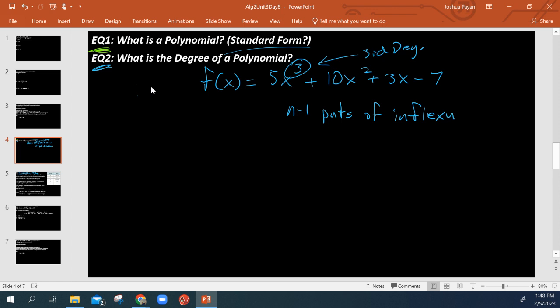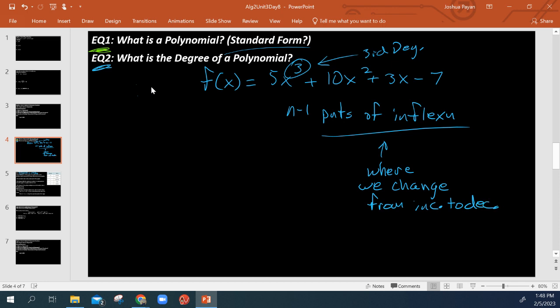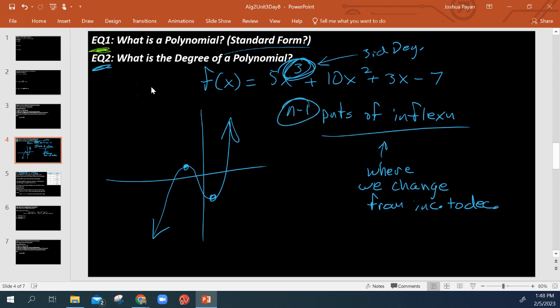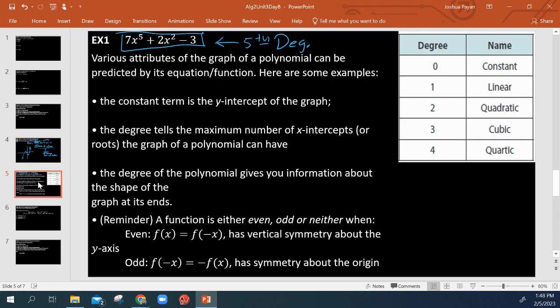Again, those points of inflection are just basically where we change from increasing to decreasing. You saw on here it was increasing, then it did this. We have 2 points of inflection, n minus 1 points of inflection.